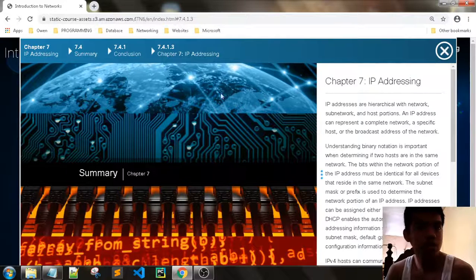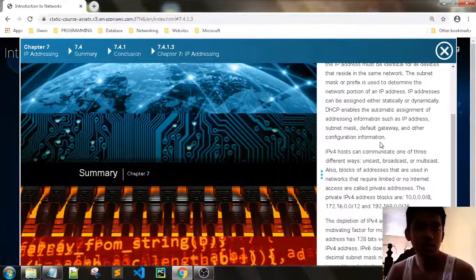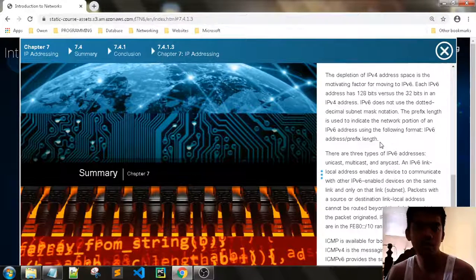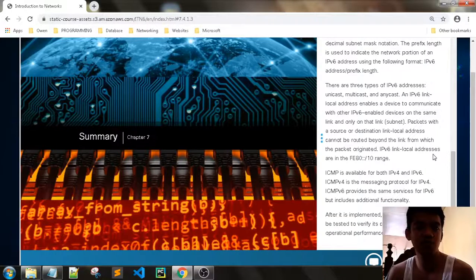Now we learned the conversion from binary to decimal, private addresses, DHCP, the need for IPv6, unicast, multicast, and broadcast or anycast in IPv6, and the work of ICMP. I think that's it.